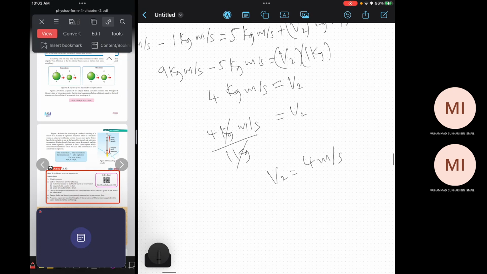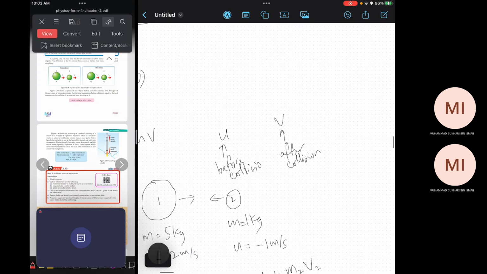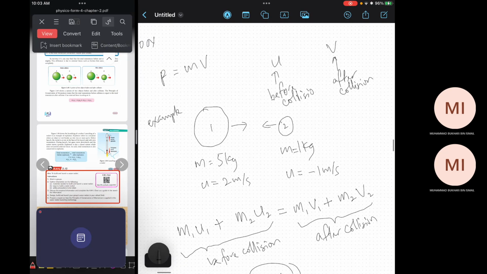So when you get 4 meter per second, it is positive or negative value? Positive, tak? So from here you know that this object 2 will move to the right or left? Dia akan move to the right sebab kita dapat nilai positif. Understand or not? Okay, bagus, good. Faham, bagus, very good.